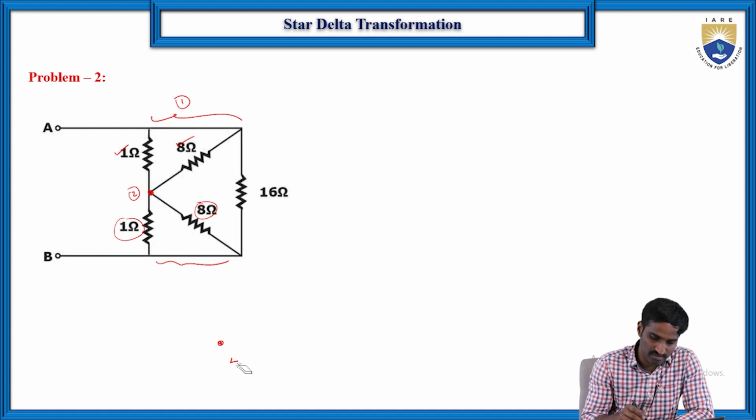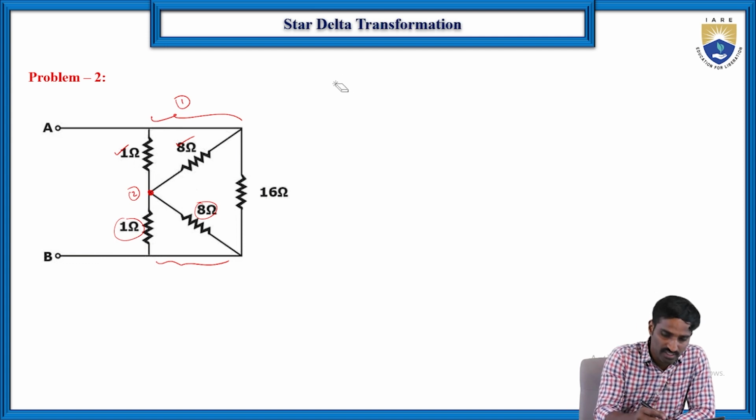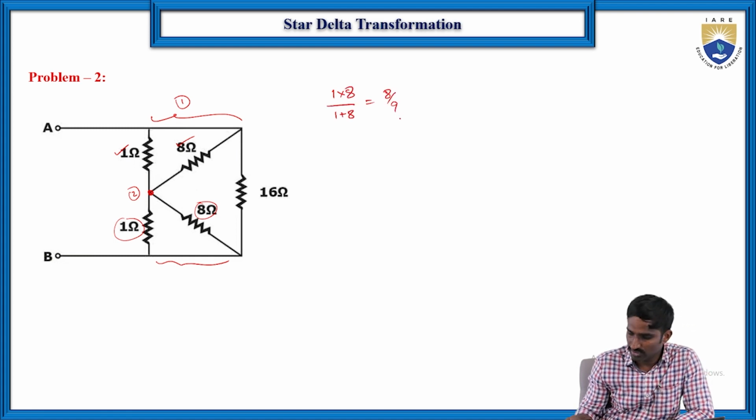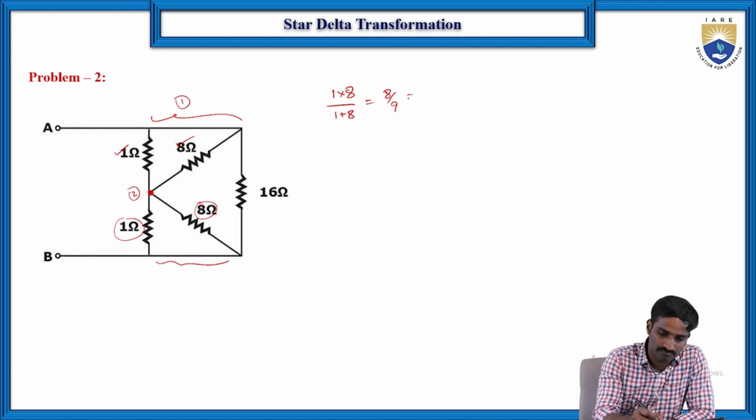That's why here simply 1 into 8 by 1 plus 8, so 8 by 9. This one is 8 divided by 9, which is equal to 0.88.